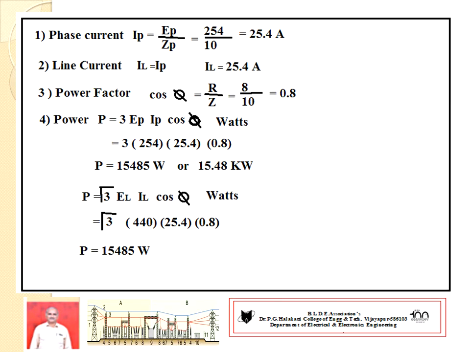After that, phase current. Generally current equal to voltage by impedance. In a similar fashion, phase current equal to phase voltage divided by phase impedance, EP by ZP, that is 254 by 10, 25.4 amperes. Then in star connection, line current equal to phase current. Therefore line current equal to 25.4 amperes.